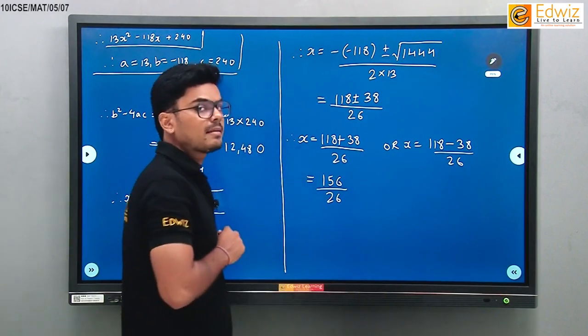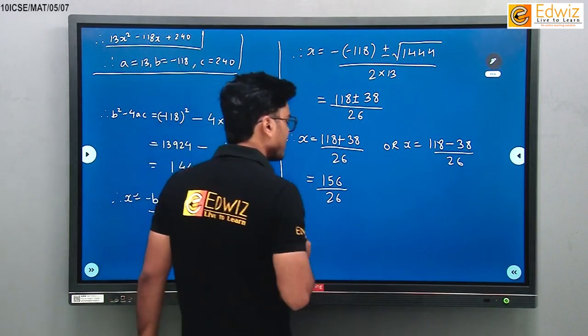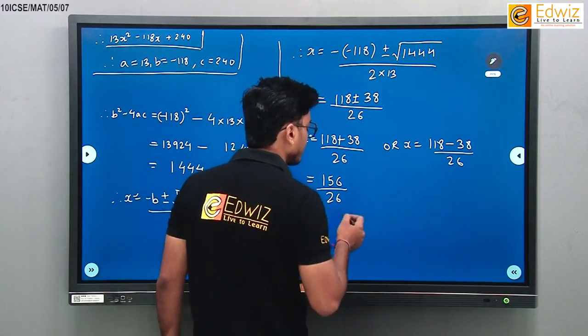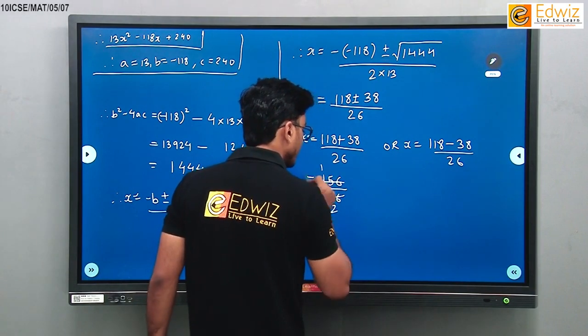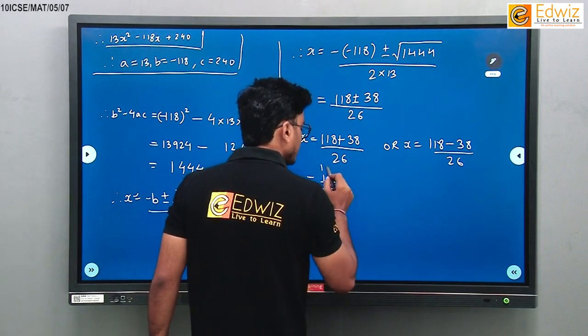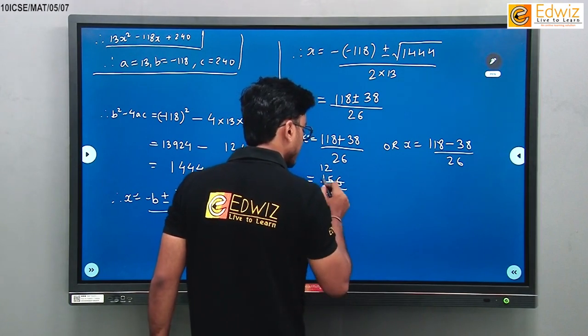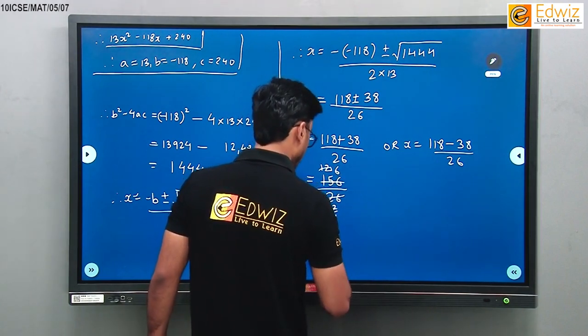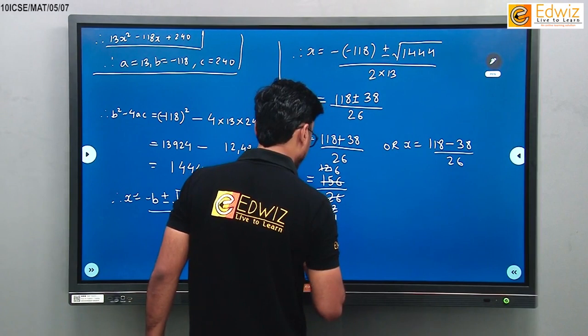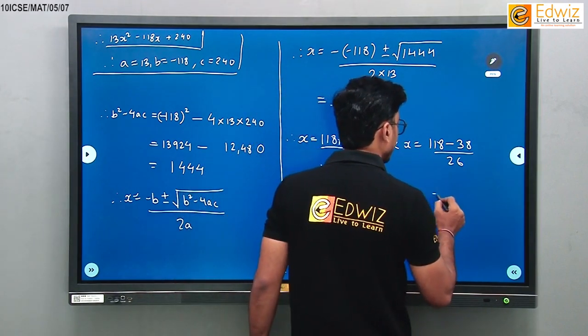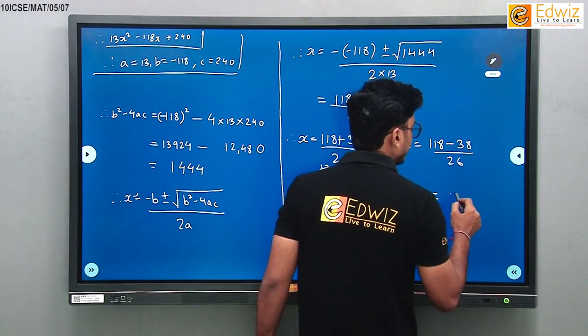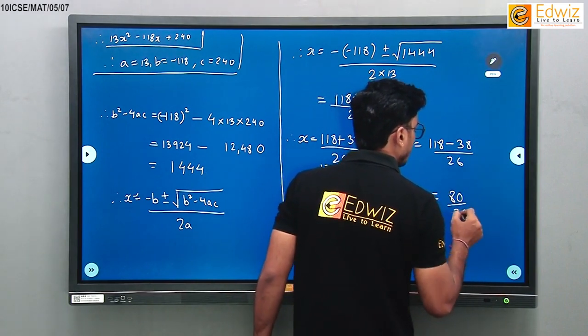Addition of 118 and 38 gives 156 divided by 26. If we cancel this out slowly, 13 2s are 26, 13 1s are 13, again 26. So the answer here for x is 6, or in the second case 118 minus 38 is 80 upon 26.